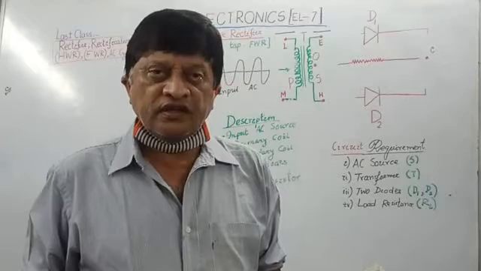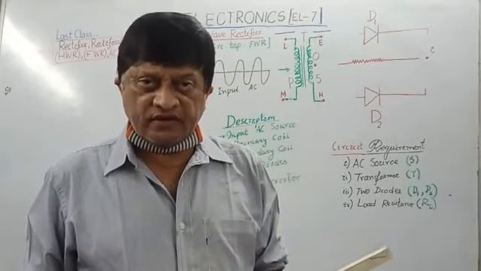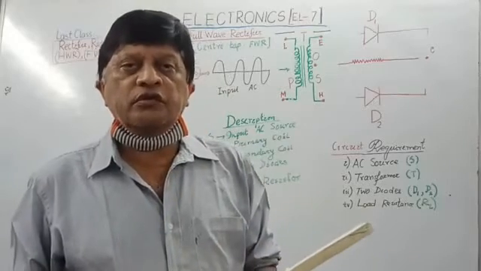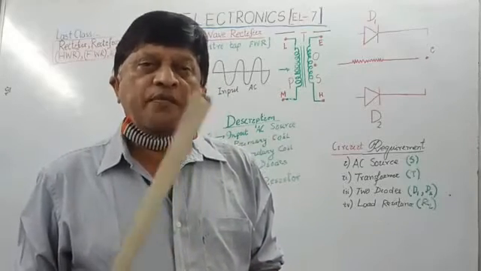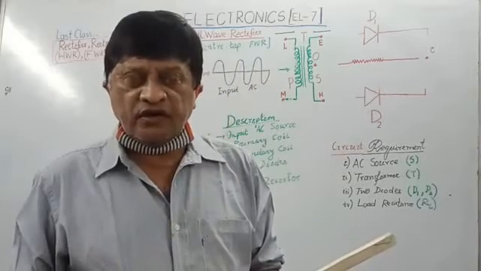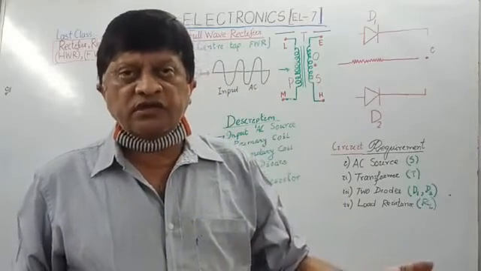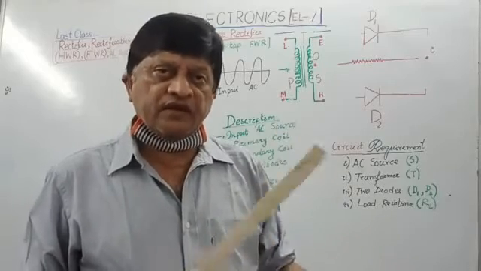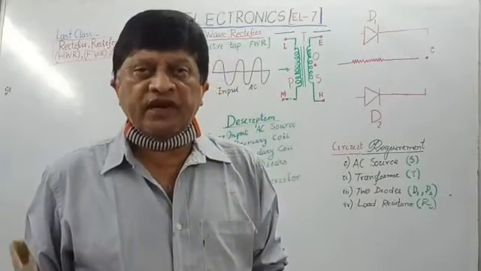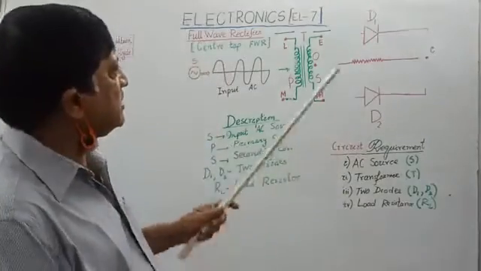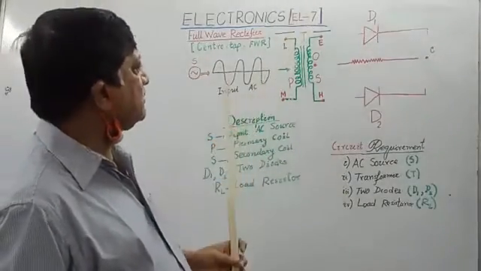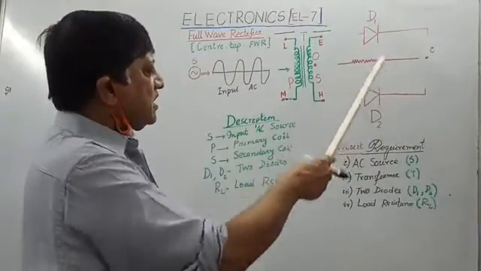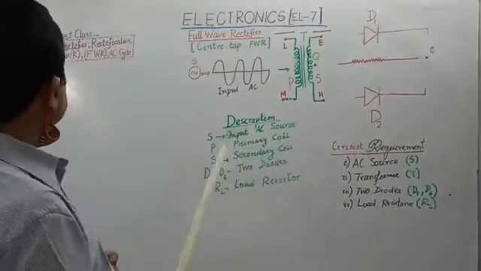Today is the day of rectifier. In the previous class, I had taught you about half wave rectifier. Today, according to the syllabus, I will explain full wave rectifier. This class number is Electronics 7 and here is the circuit. I will complete it. This is the circuit, this is the requirement, this is the description.